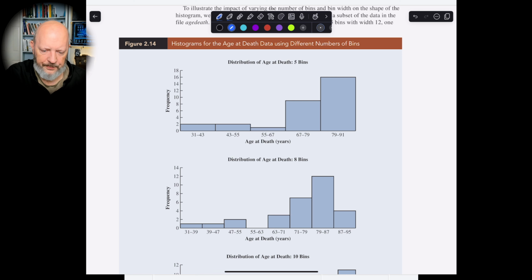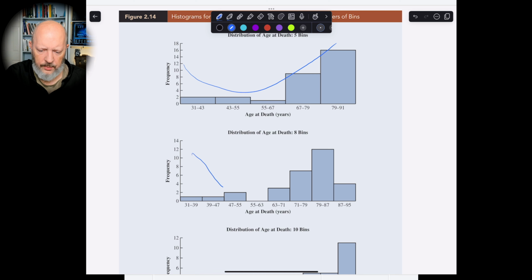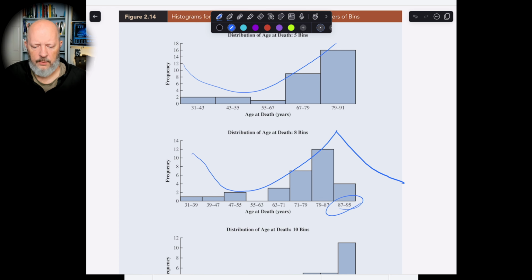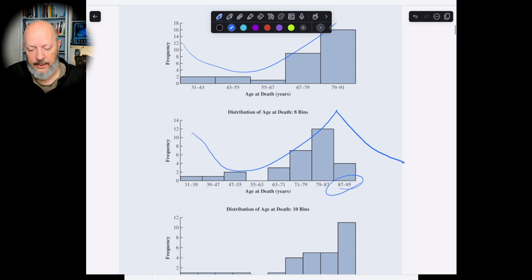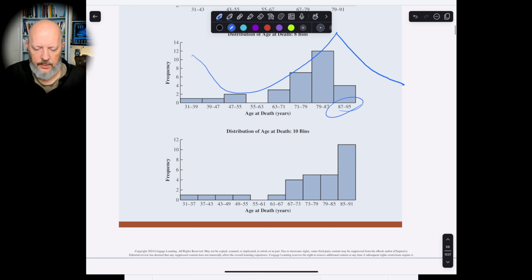Okay, so if I look at this, it looks kind of just like a U shape here. Now look at this one with two or three more bins. Whoa, what happened? If I live to this age, do I live longer? That, to me, is kind of misleading. When I do 10 bins, this looks better.